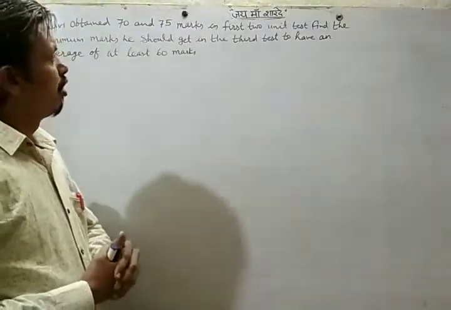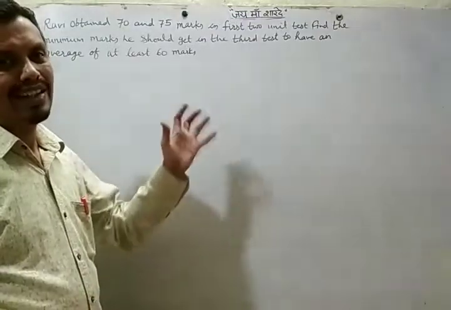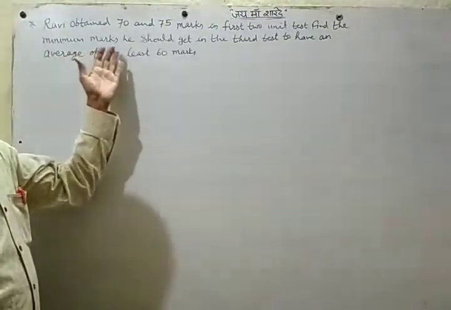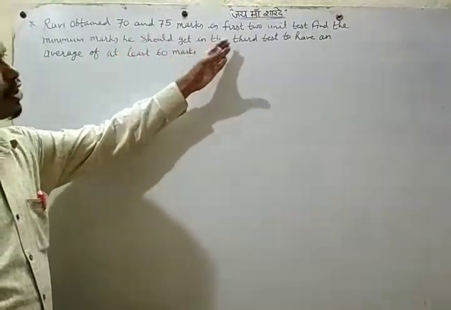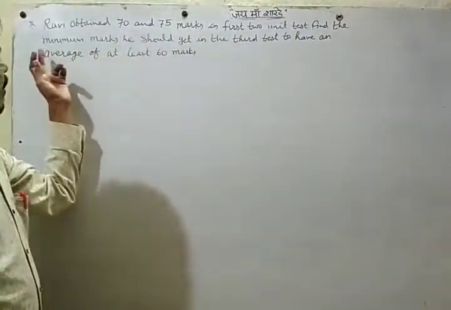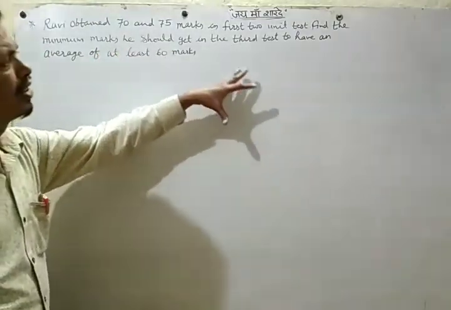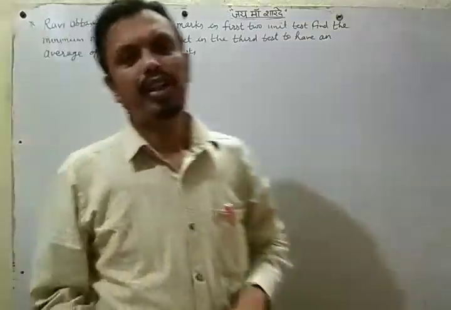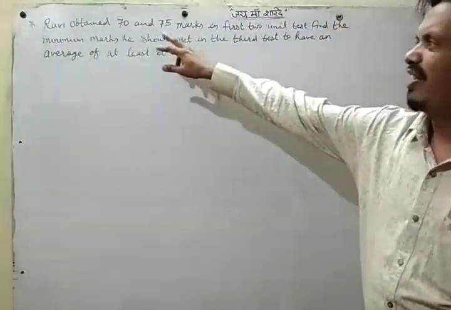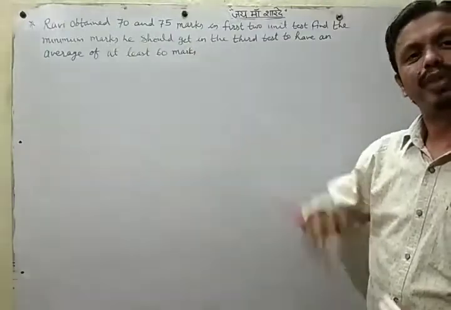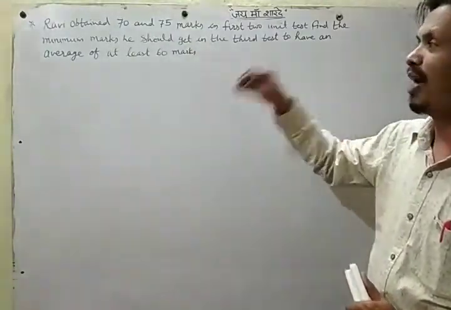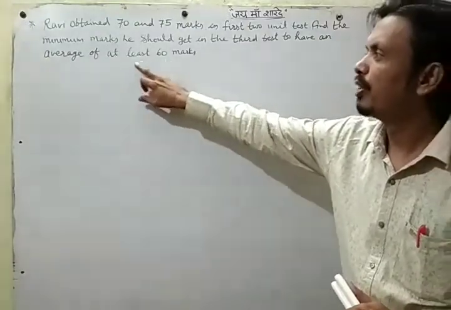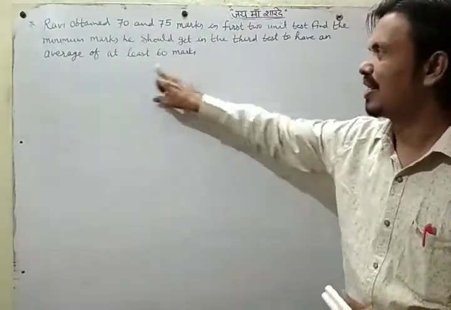Okay, students. So now we'll solve word problems on linear inequalities. The question is, Ravi obtained 70 and 75 marks in the first two tests. Then find the minimum marks he should get in the third test to have an average of at least 60 marks. Okay? Ravi got 70 and 75 marks in the first two tests. So what should be his marks in the third test so that average marks will be at least 60?